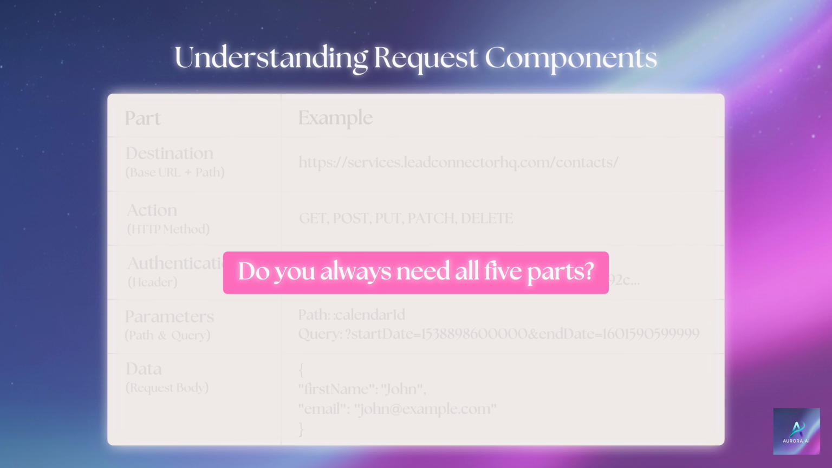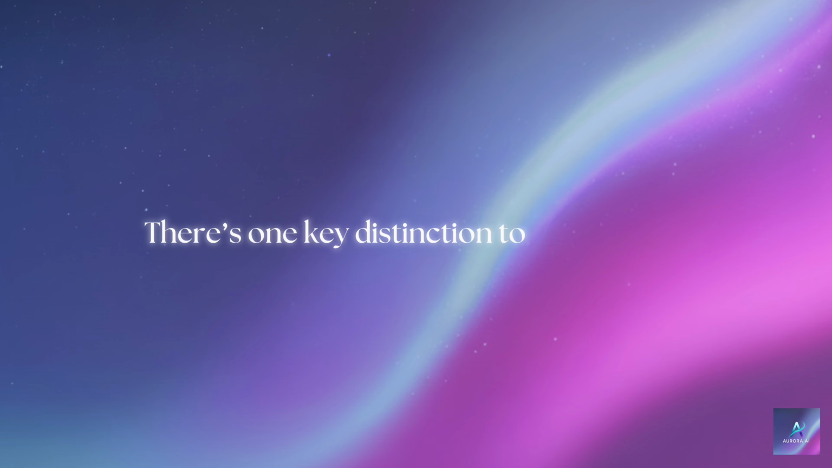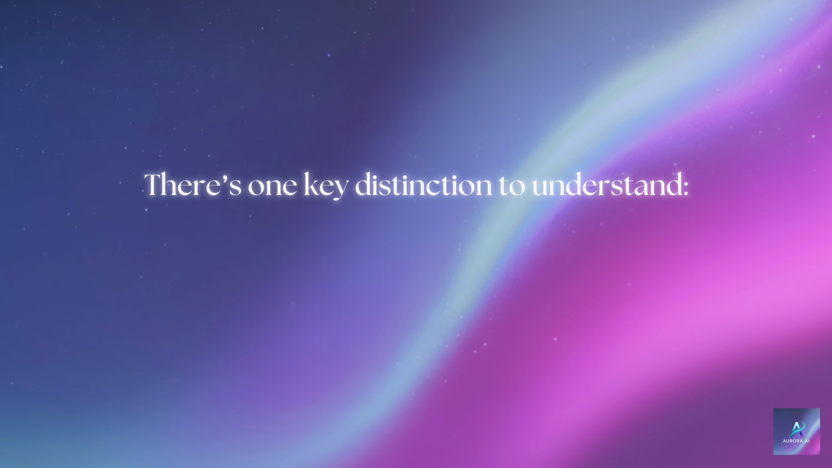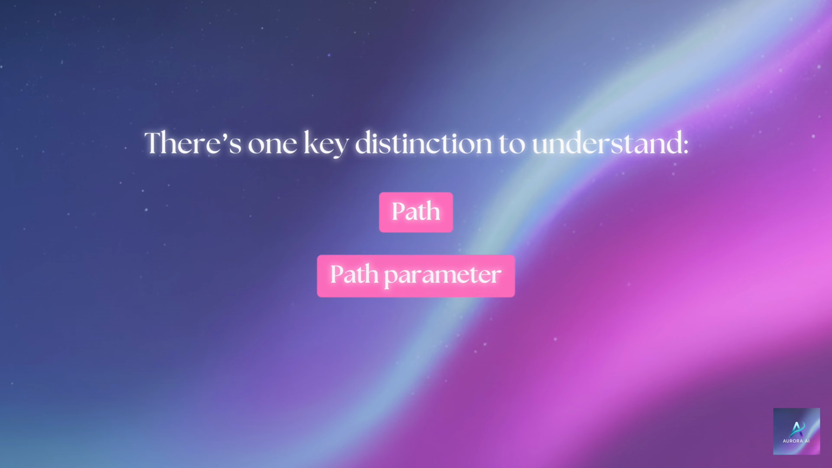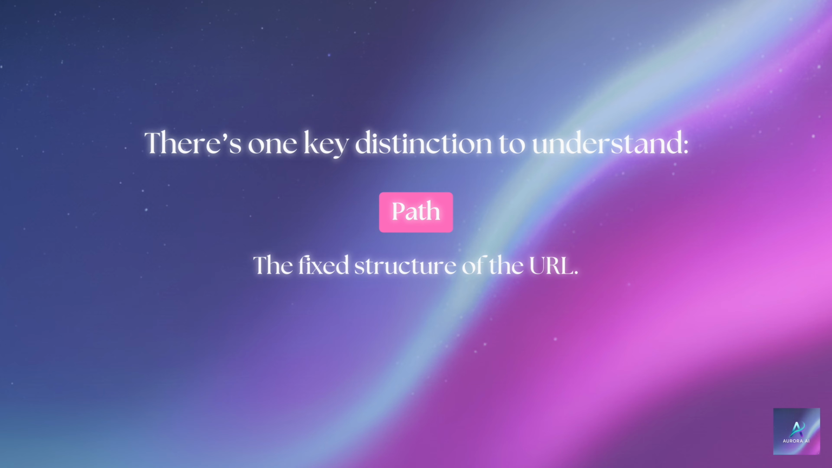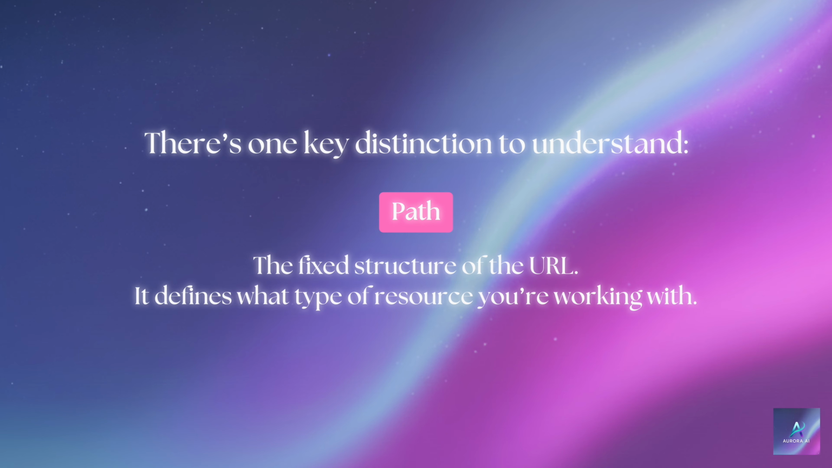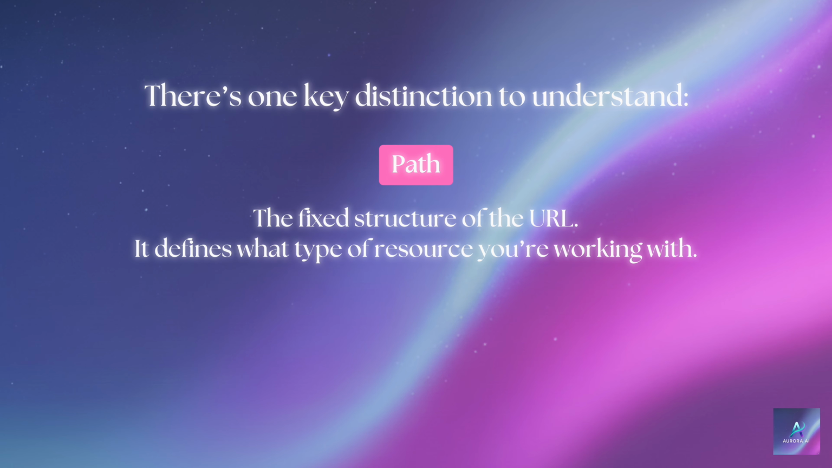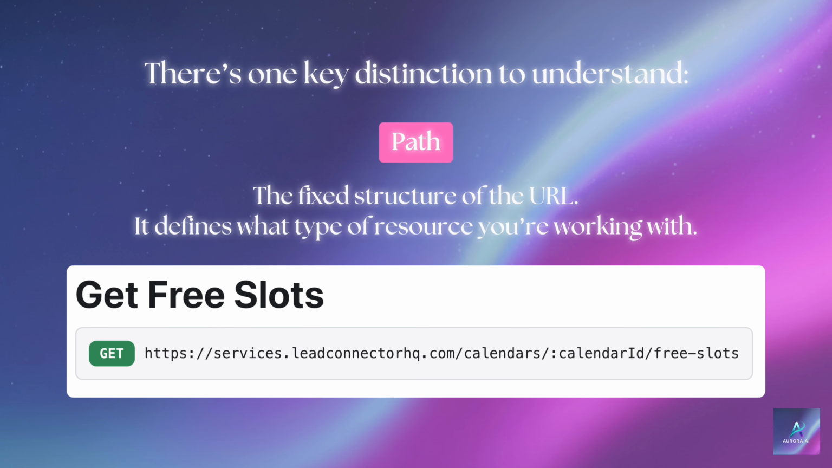Before we answer that, there's one key distinction to understand. You'll often hear the terms path and path parameter, and they're related, but they're not the same thing. The path is the fixed structure of the URL. It defines what type of resource you're working with. For example, this part of the URL. Everything here is part of the path.